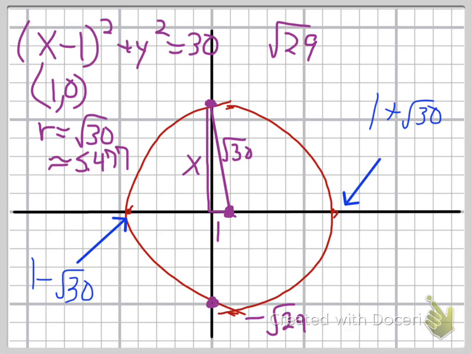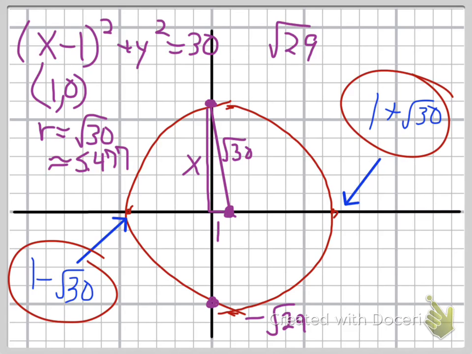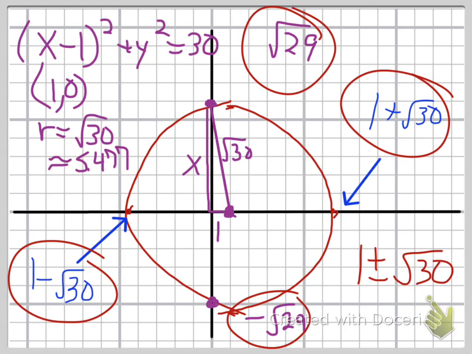So some important points to look at would be the x-intercepts, 1 plus or minus the square root of 30, and my y-intercepts, which would be plus or minus the square root of 29.